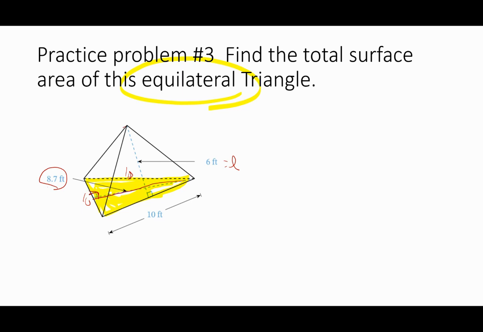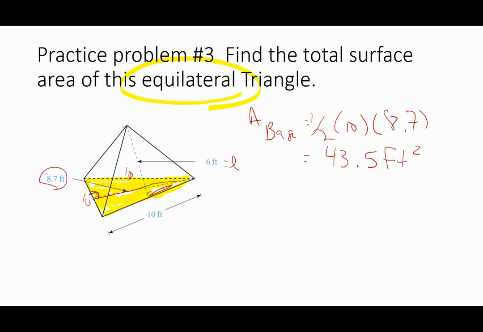Only the base. So the area of our base is, because it's a triangle, 1/2 times 10 times 8.7. So that comes out to 1/2 times 10 times 8.7, which gives us 43.5 feet squared. And that's the yellow part here on the bottom.